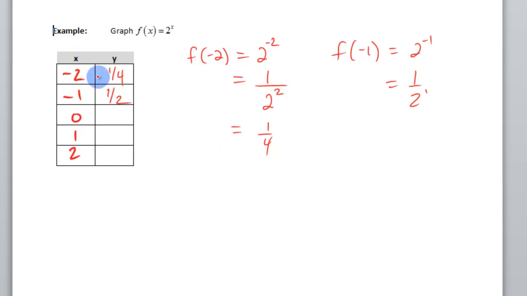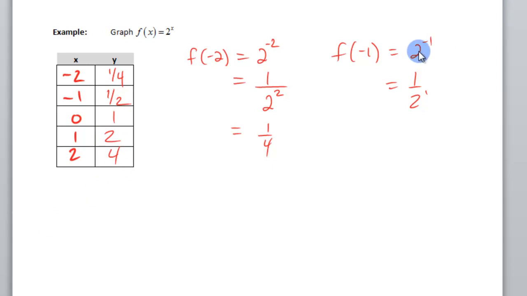If you did negative 3, you get 1/8. Then you put 0 in there. 2 to the 0 power is 1. 2 to the first power is 2. 2 to the second power is 4. So now we can just start plotting those points. We go to the graph, and we put those points in. Negative 2, 1/4, really low. Negative 1, put a half in. (0, 1), (1, 2), and (2, 4). So you end up getting a curve that looks like this.